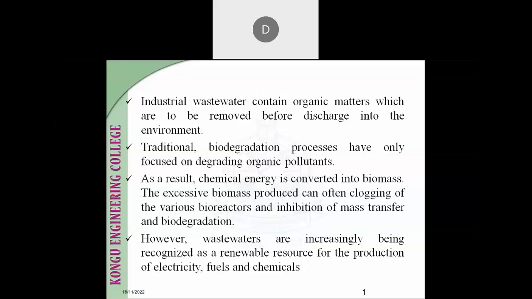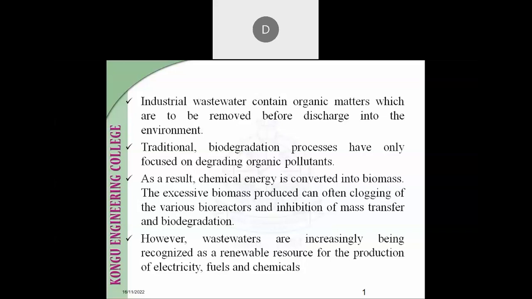Of course, now the biodegradation process has only focused on the degradation of organic pollutants. As we have discussed, the chemical energy may be converted into biomass, and the excess biomass produced can often clog various bioreactors, which restricts mass transfer and also the biodegradation. So this is specifically discussing the biodegradation process.